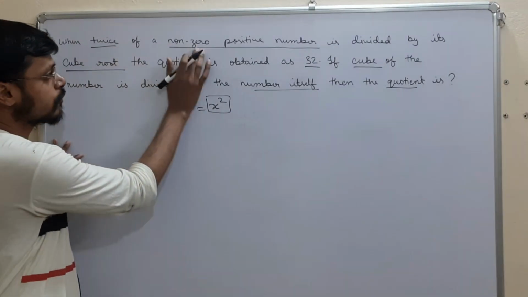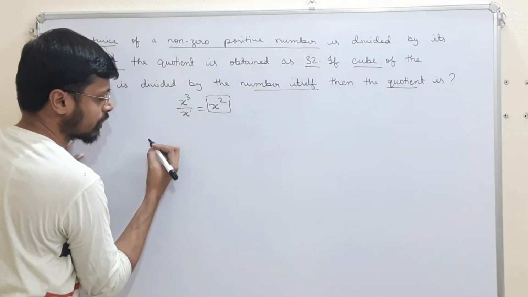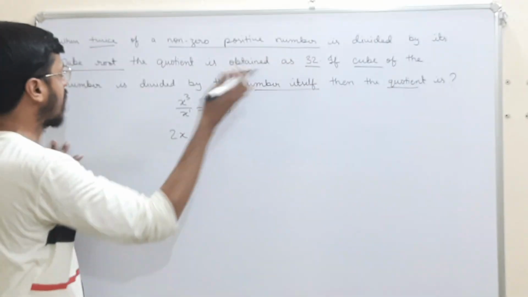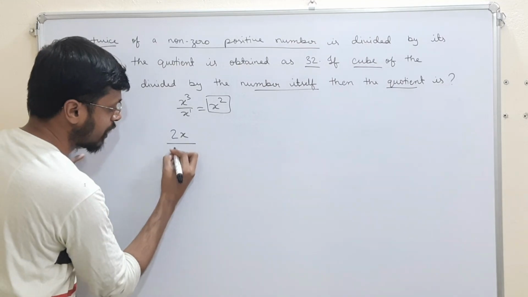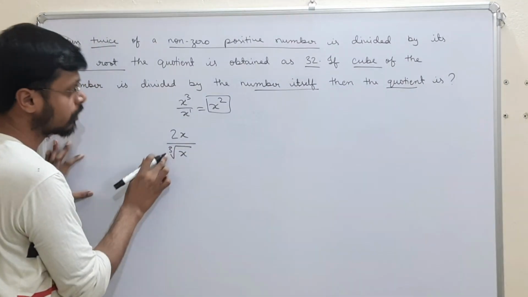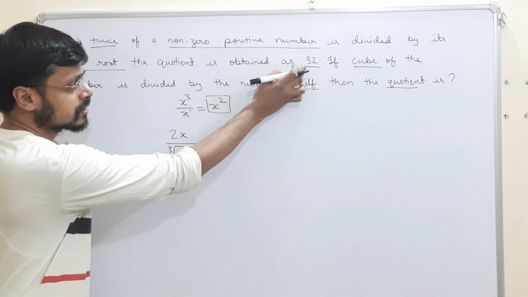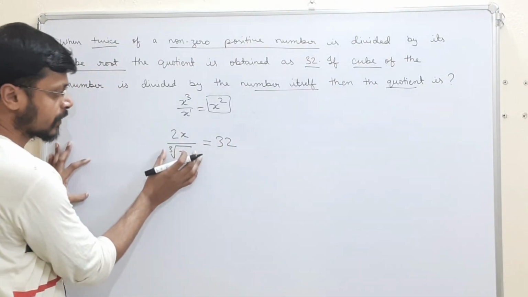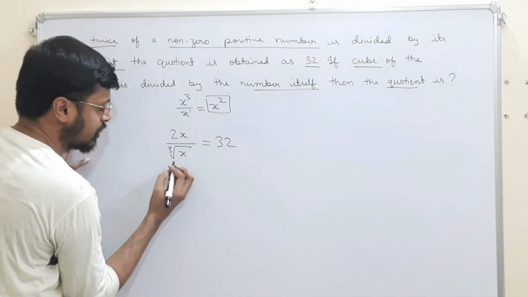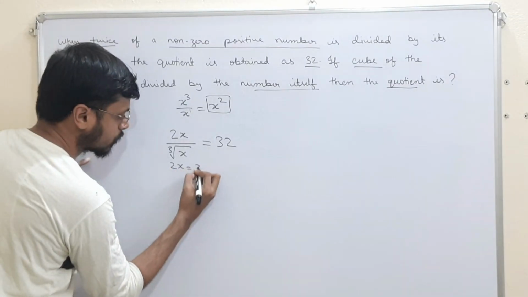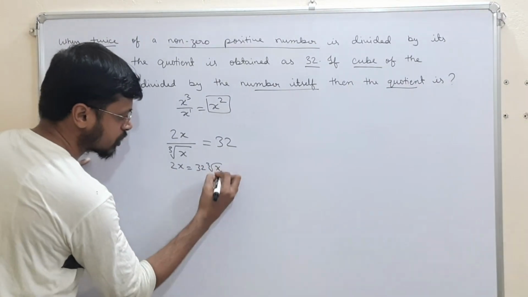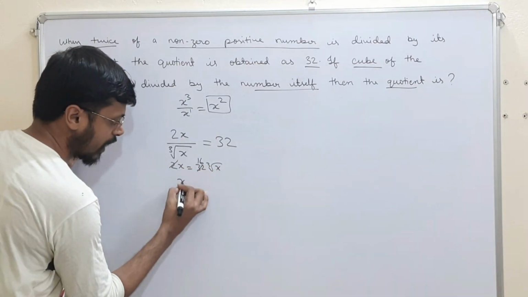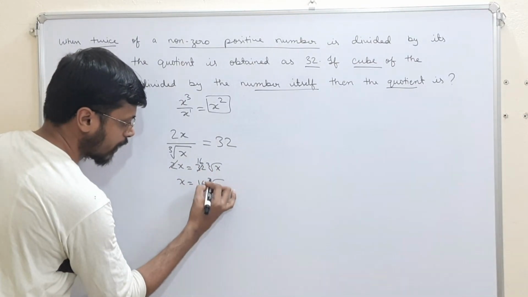Now when twice of a non-zero positive number, so suppose our number is x, so twice of a non-zero positive number is divided by its cube root, the answer is 32, means the quotient obtained is 32. Till here it's clear. Now this cube root x we will take this side, so it will become 2x is equal to 32 cube root x. See how easy it is. 2 and 32 we can cancel 16 times, so we have x is equal to 16 cube root of x.